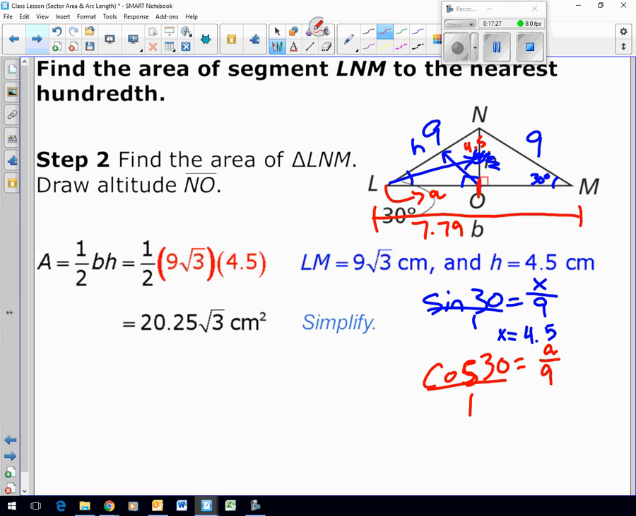Okay, now think about this. Half of it's 7.79. What's on the other half? What is the entire length of the base? 15.56. Okay? So we've got now area equals 1/2 times 15.56 times 4.5. Let's see how close we get to this number. In your calculators, go 1/2, or you can go 15.56 times 4.5 divided by 2.